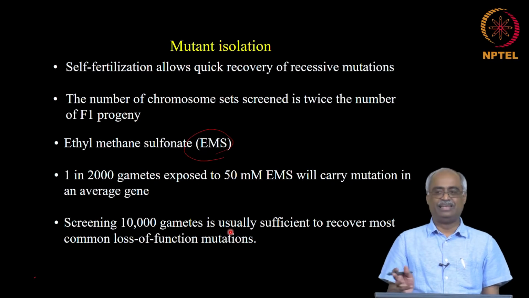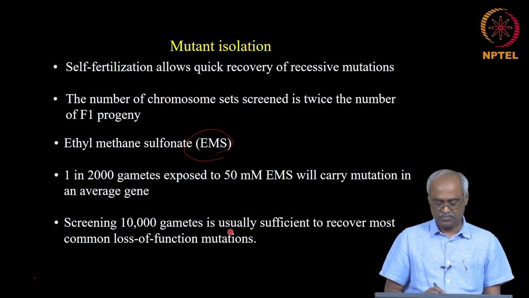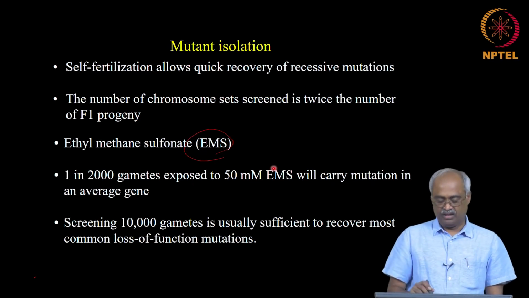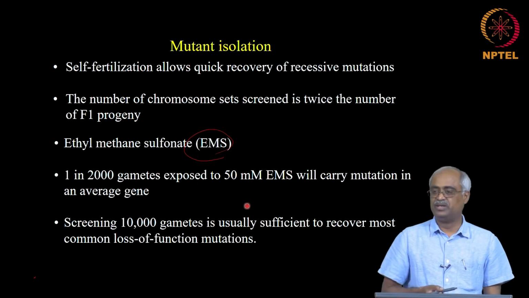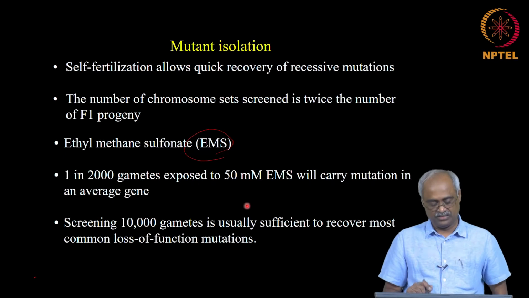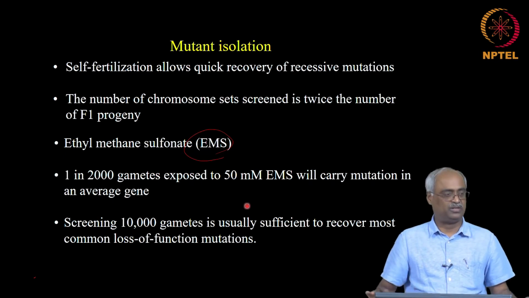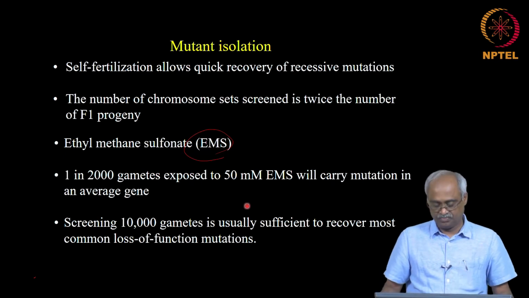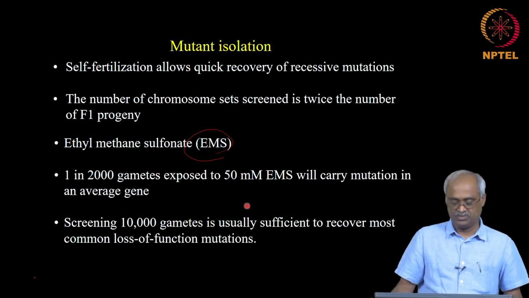It is very readily doable. Usually 50 millimolar EMS is what is used, and they usually soak for a few hours, no more than that. Then they wash off the EMS and put the worms on plates, allow them to feed on E. coli, and then you collect embryos from them.